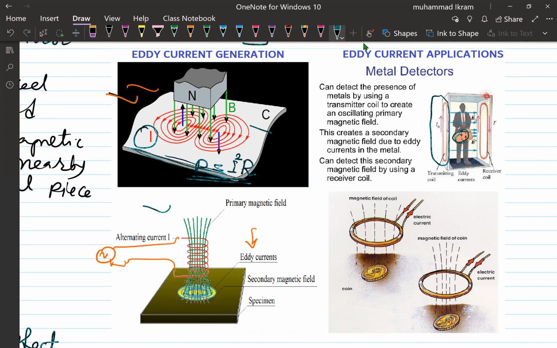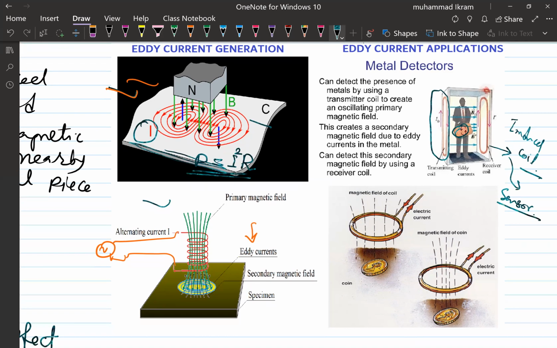And then there is a receiver coil, and it would cause a secondary induced EMF in the receiver coil, right? And it is then connected with a sensor like an alarm or light or whatsoever, and it will indicate the presence of the metal piece, like a knife or any other prohibited metals, and the security personnel may easily pick the required person.